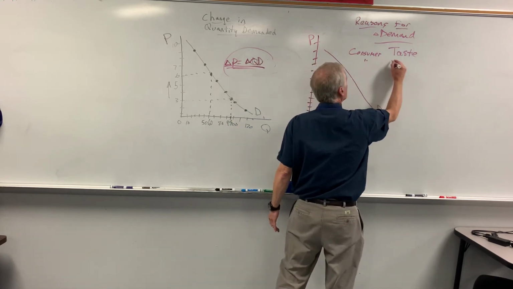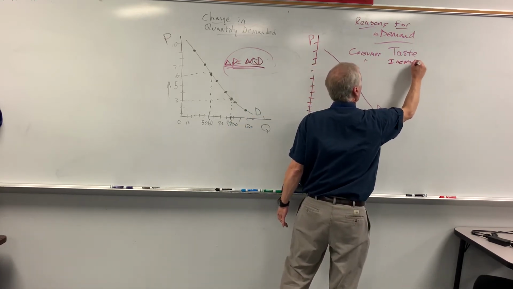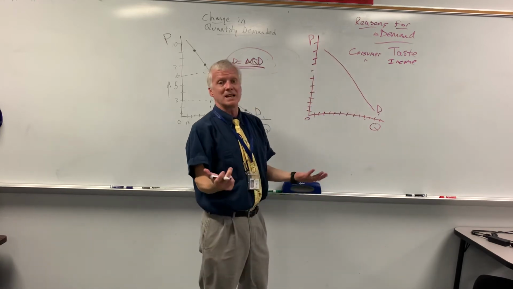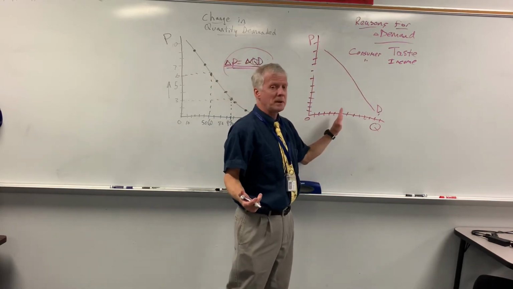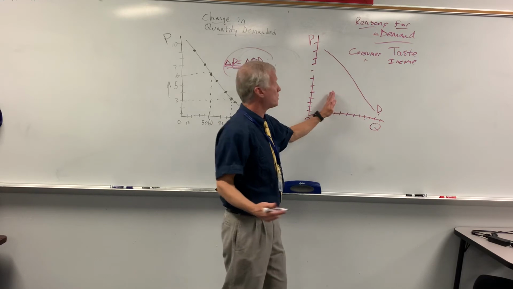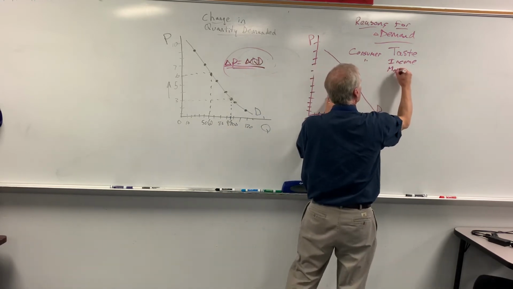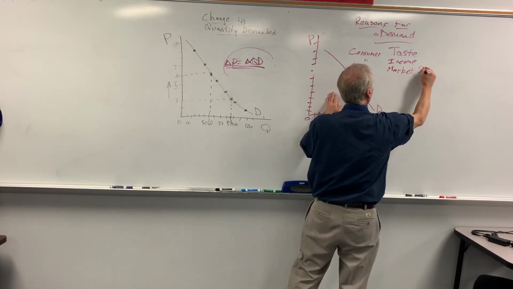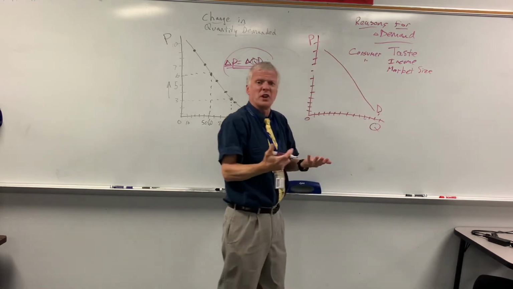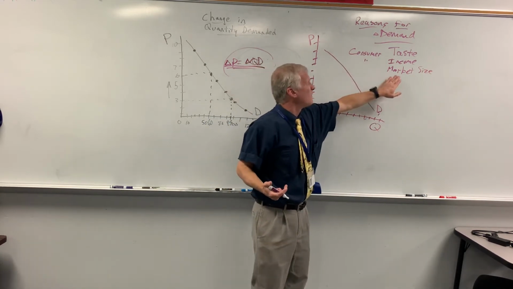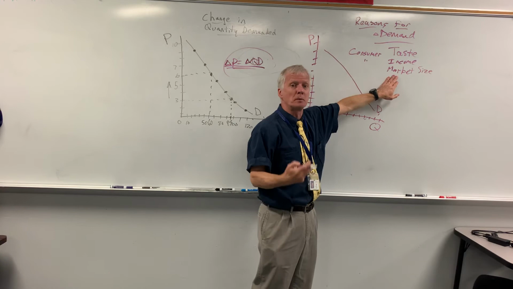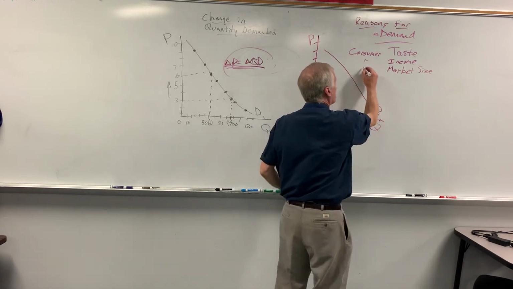Next would be consumer income. Consumers may have more money or they may have less money. Either way, they would be able to demand more or demand less of a product. The next is the consumer market size, or you could call it the number of buyers. This is physically how many buyers or consumers there are out there. So we'll just say it's the consumer market size.